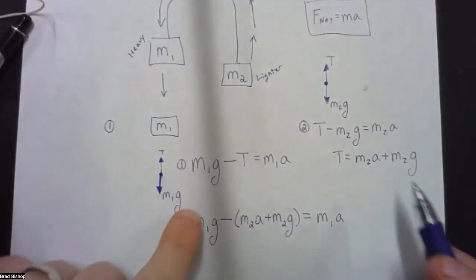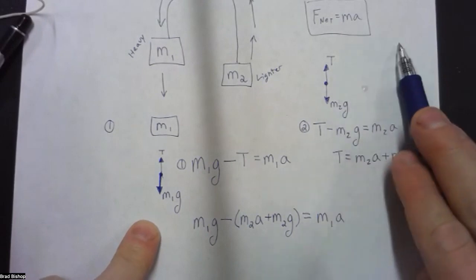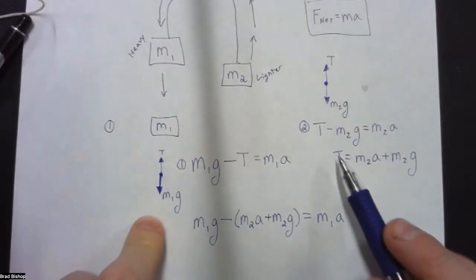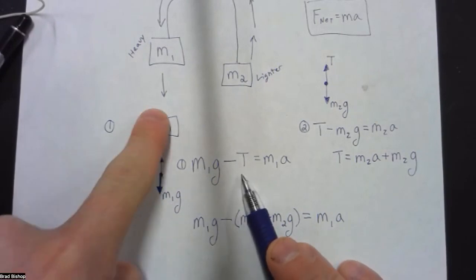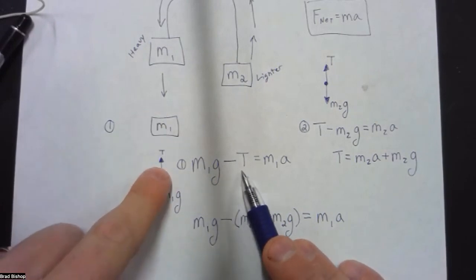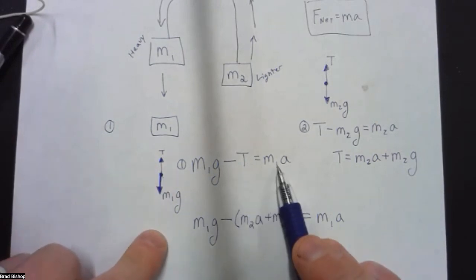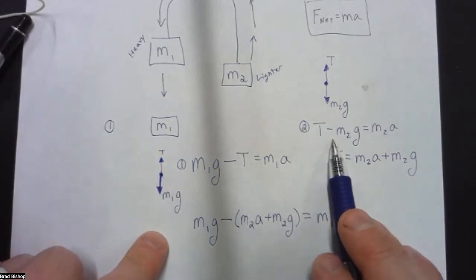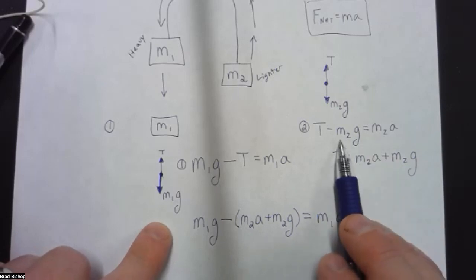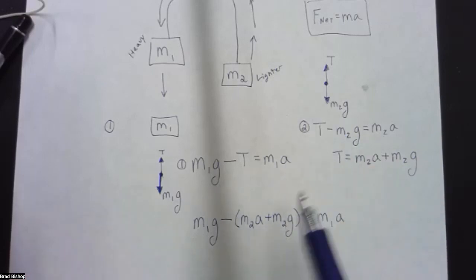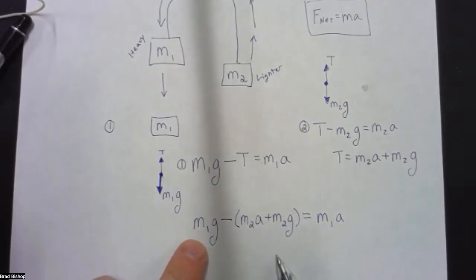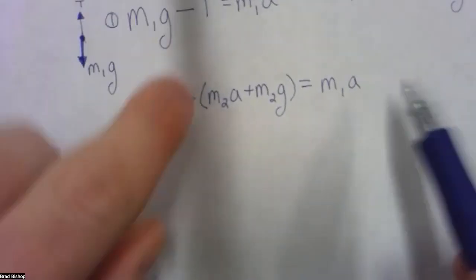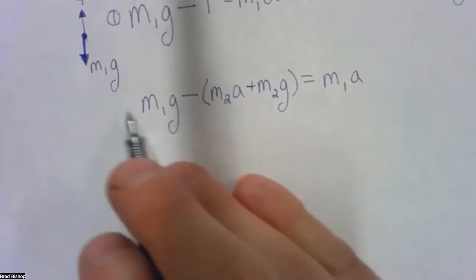So to recap, we looked at each mass individually, and we set up equations. We have M1G minus tension, so down minus up, positive minus our upward force, equals M1 times A. And then the opposite, T minus M2G equals M2A, because these are traveling in that direction. We took those two equations and combined them. And so now we'll do a little bit of algebra, because the tensions in all the ropes are the same.